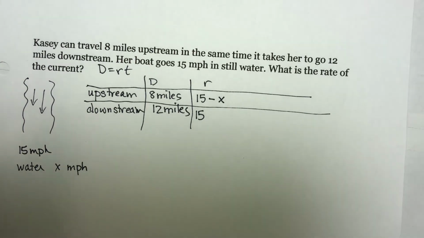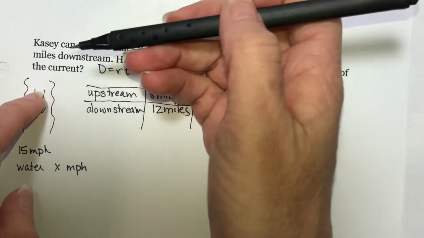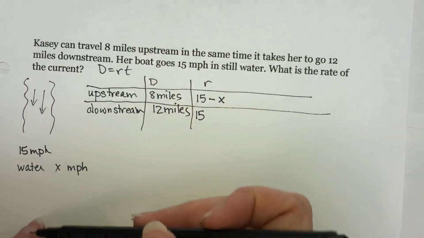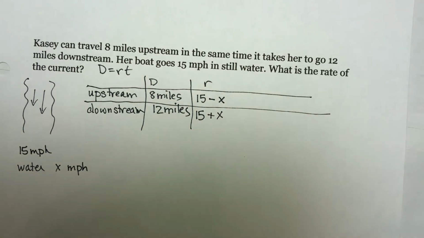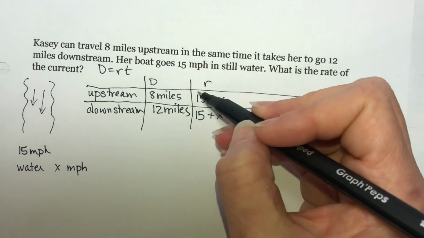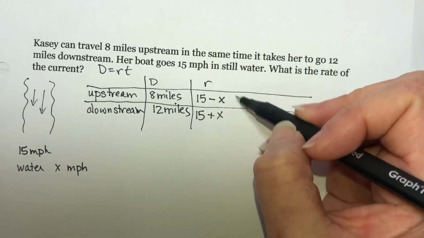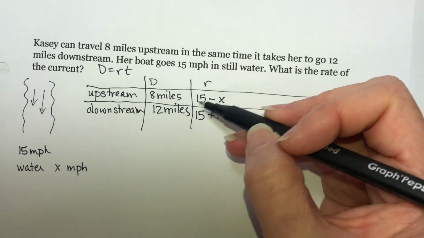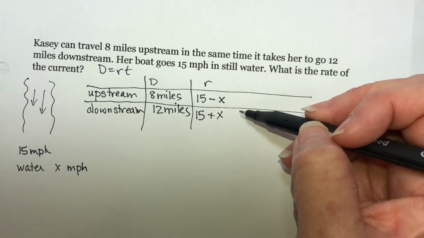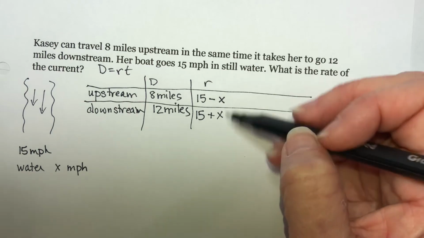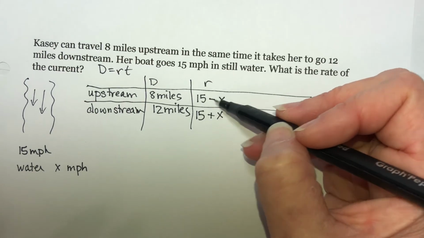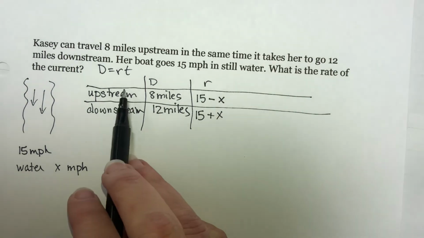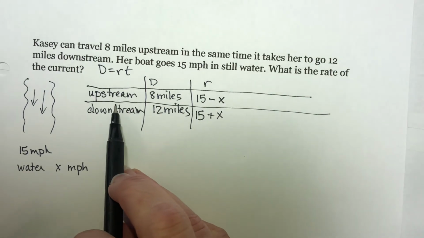Now the opposite happens when we're going downstream. The boat's going 15, but then the water's speeding us up. So this is 15 plus x. So we have the speed of the boat, and then a representation of the speed of the current, and how much it either slows us down or speeds us up. One thing to keep in mind is that the water cannot be going faster than 15 miles per hour, because if it is, then we're never going anywhere when we're going upstream.